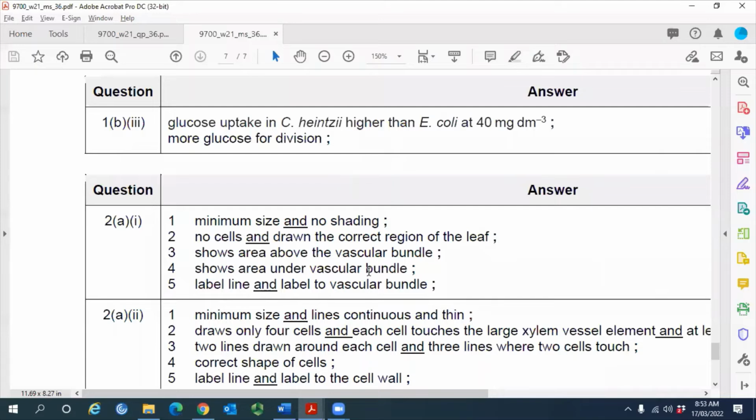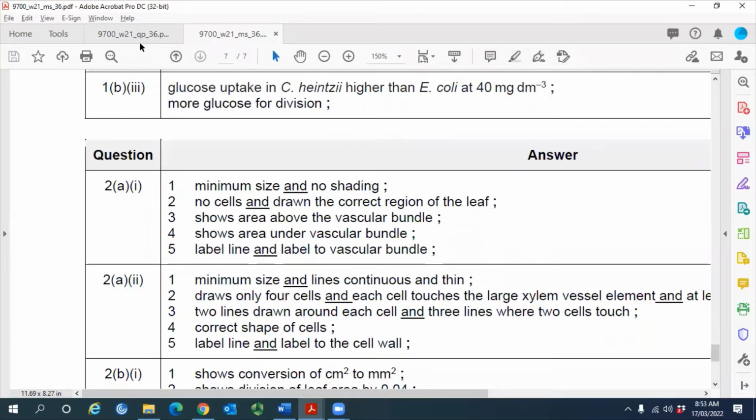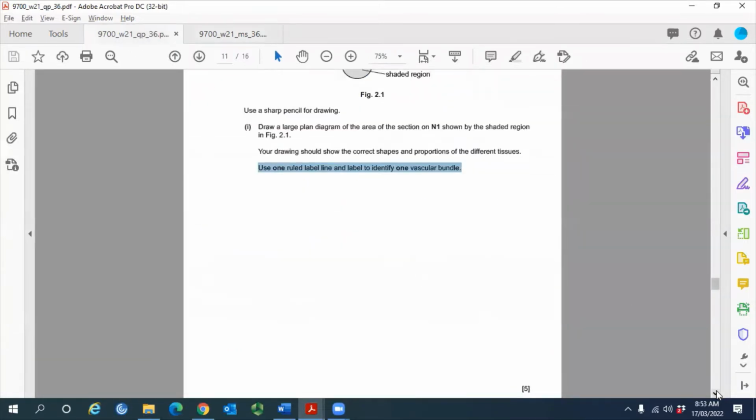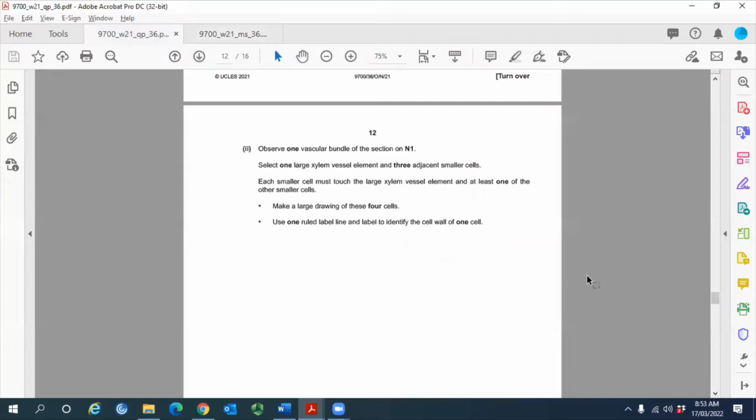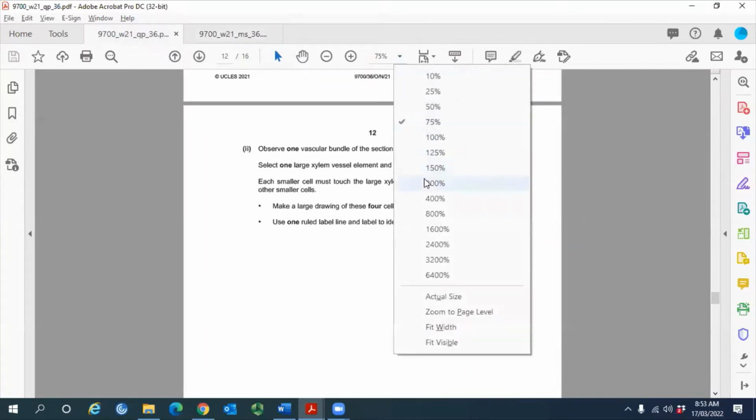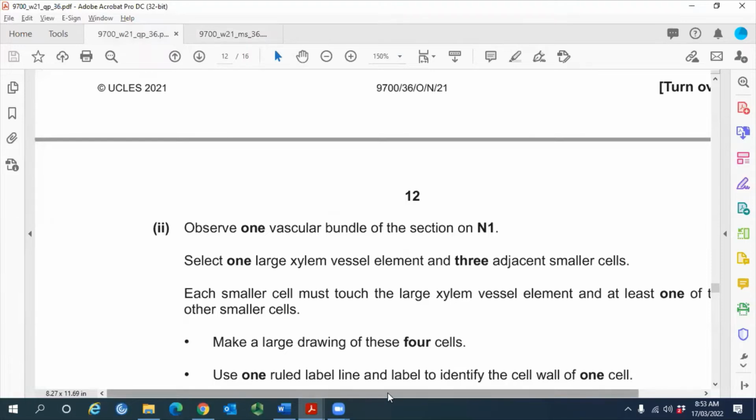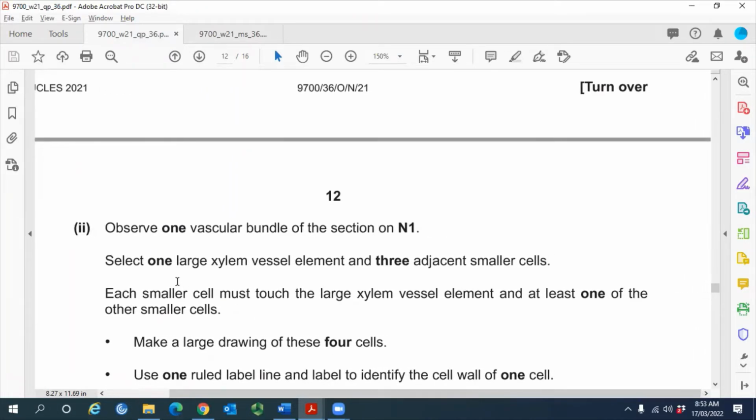Next question, 2A. 2A is a very interesting question. So you learn that you need to actually read the question, then you can answer the question correctly. So you're supposed to select one large xylem vessel element and the 3 adjacent smaller cells. So I expect to have one large cell and 3 adjacent cells that are smaller, because it's stated here smaller, and must touch this large cell. So then they leave you to do the drawing.